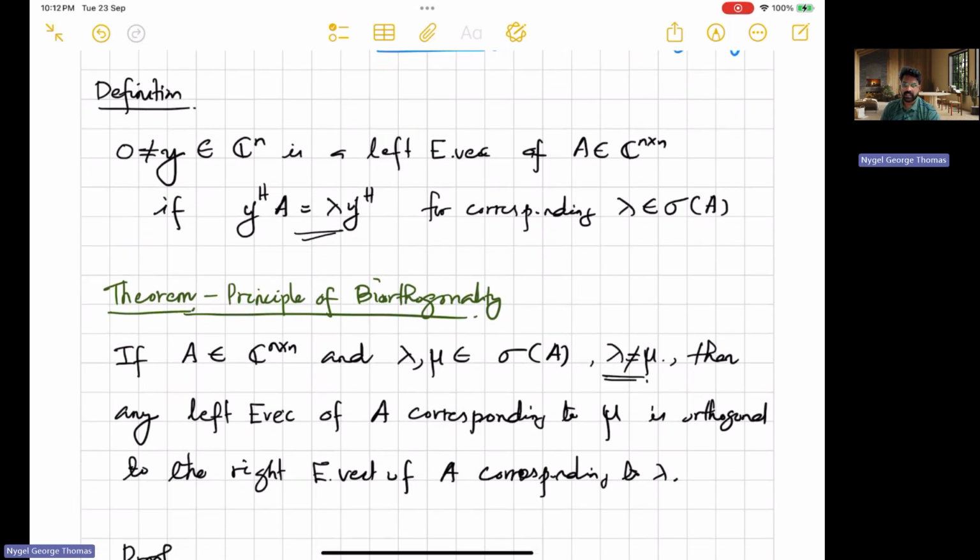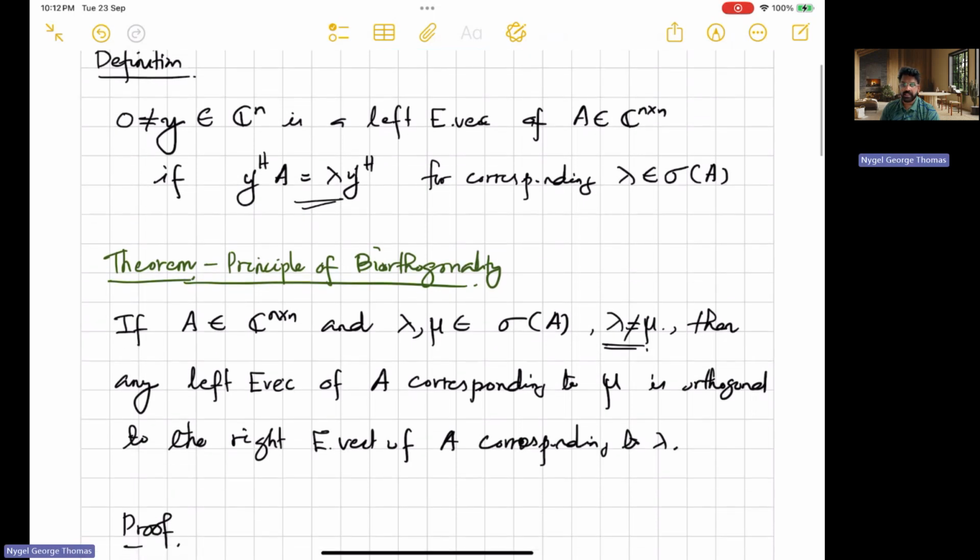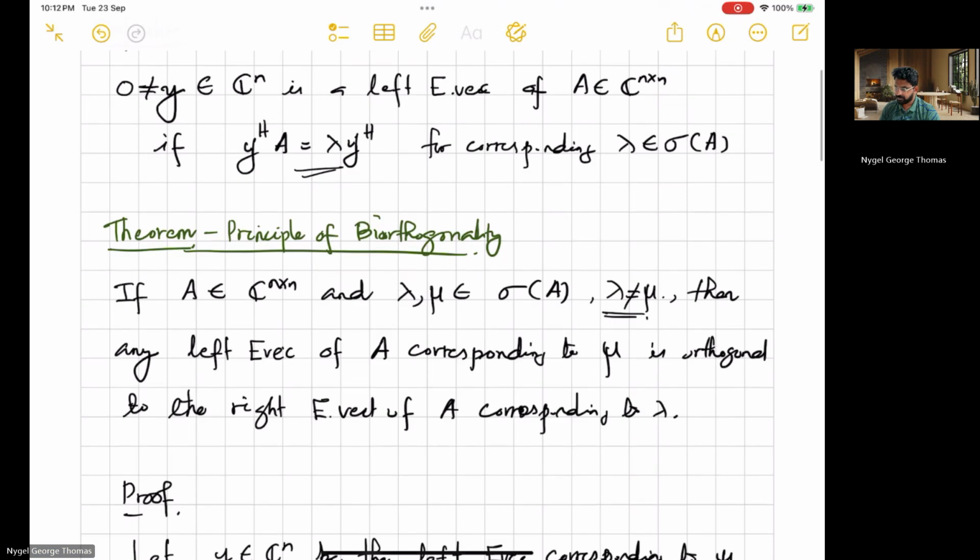So it turns out that the spectra of A is actually the same as far as I know.